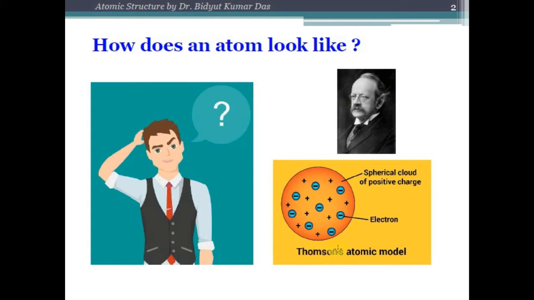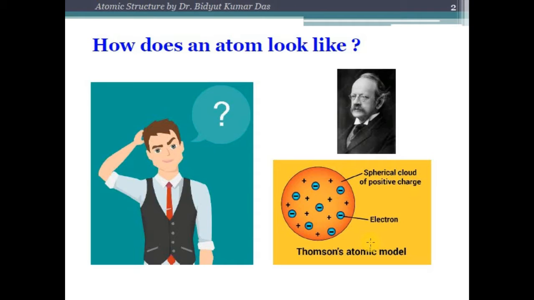So how do atoms look? Atoms are so tiny that it's very difficult to observe them by naked eye or by any scientific instruments. Therefore, based on experimental evidence, scientists proposed different models of atoms, and one of the famous models of atom was proposed by J.J. Thomson.